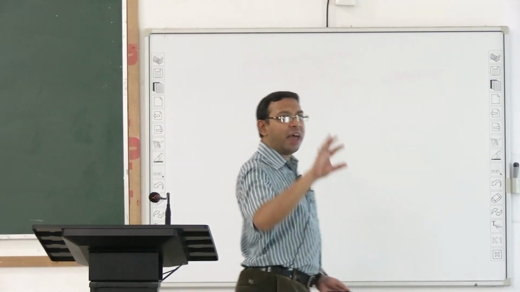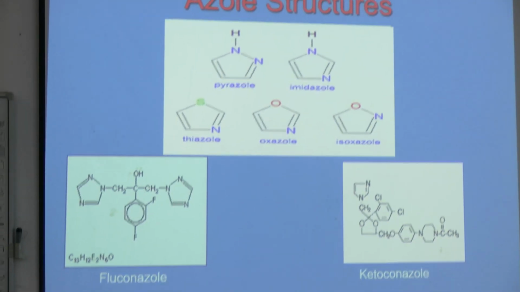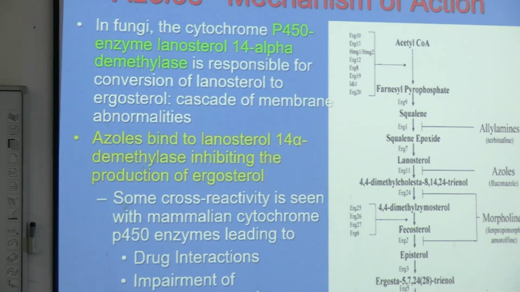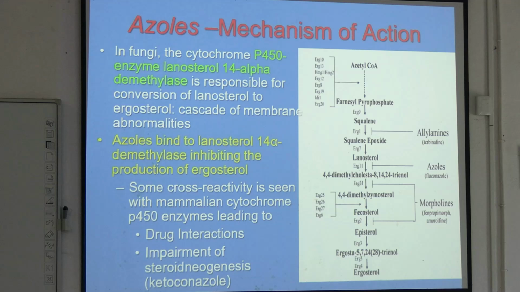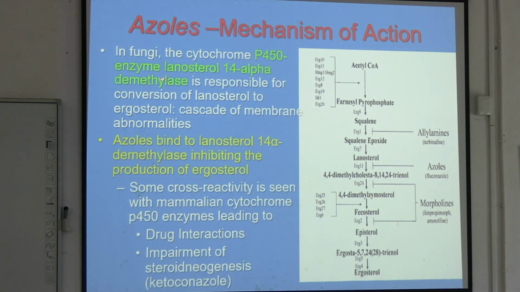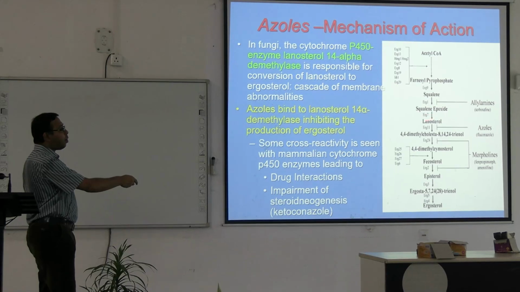The azole ring is there in all of these, and according to the different side chains, triazoles and imidazoles are differentiated. As for the mechanism of action, azole antifungal agents also act on the cell membrane, mainly on the cytochrome P450 enzyme lanosterol 14 alpha demethylase. They bind to this and inhibit the production of ergosterol. This is the pathway by which ergosterol synthesis happens within fungal cells, and this ergosterol forms the fungal cell membrane. You can see from acetyl-CoA, squalene epoxidase is an important precursor.